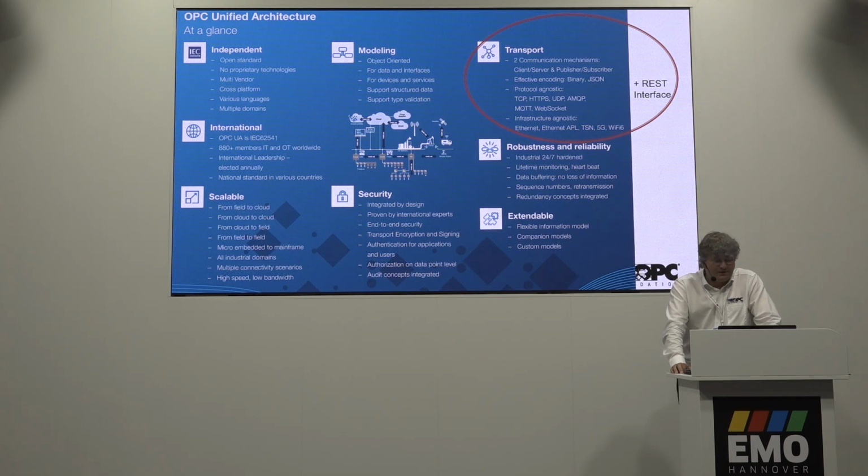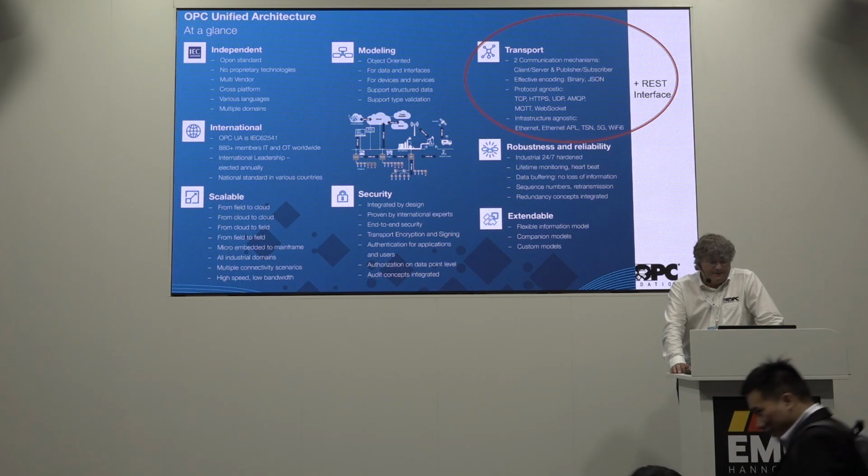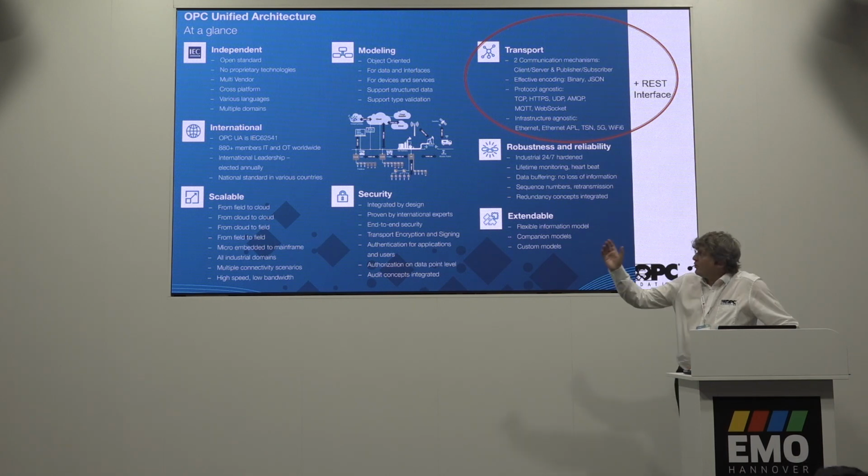It is completely open. It's supported by multiple programming languages, multi-vendor. OPC UA is international. It's an IEC specification, but it's also a local standard in China, in Korea, Singapore. So that's where we are really proud. We have over 950 members meanwhile, worldwide.